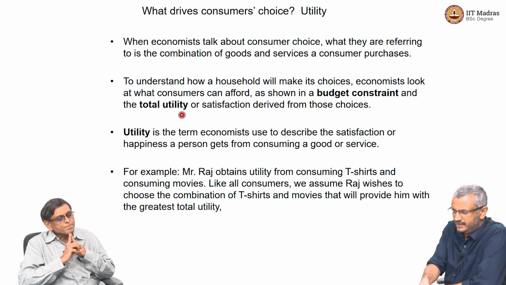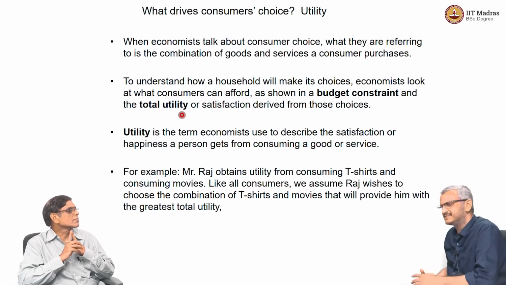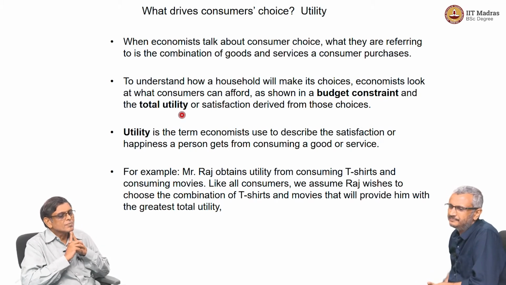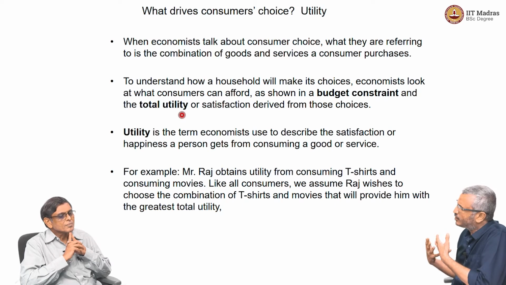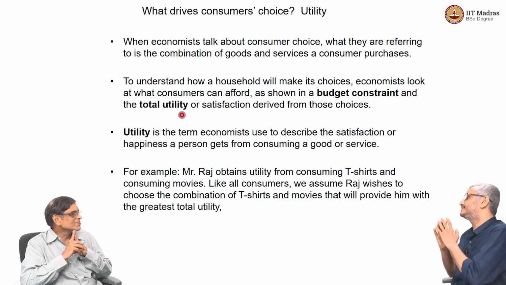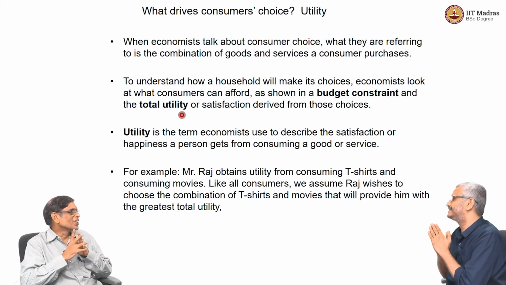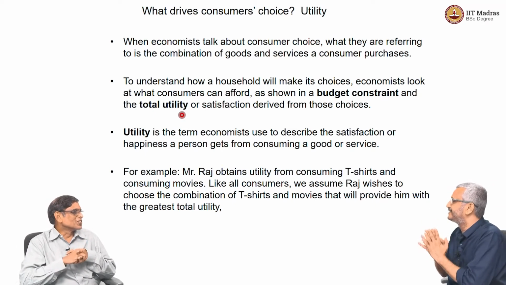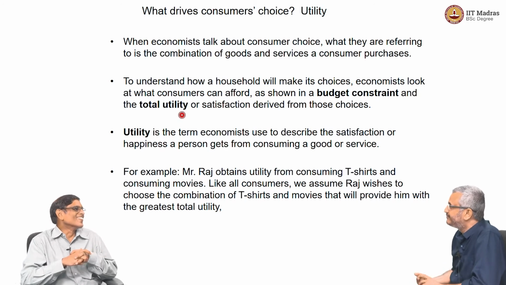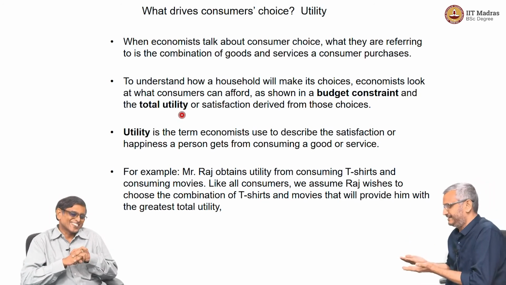Now, it's a very simple example that we are putting. Mr. Raj would now like to consume T-shirts and also watch movies. So Raj wishes to have a combination of some T-shirts and some movies. But what is the combination that gives how many T-shirts and how many movies? Or how costly the T-shirt? So you say, are you willing to pay 3,000 rupees for a T-shirt? You'll say, no, I would rather pay only 1,000 rupees, get a T-shirt and go see a movie. 2 movies or 3 movies? That's a trade-off that we are talking about.